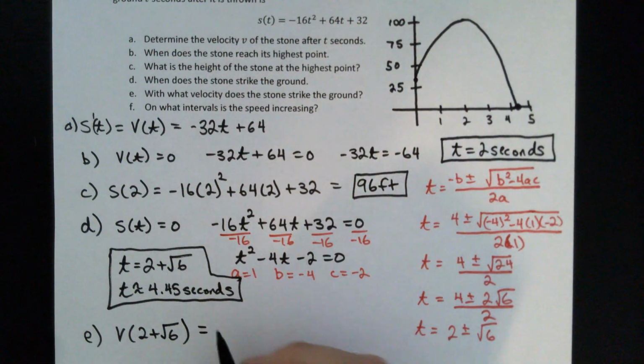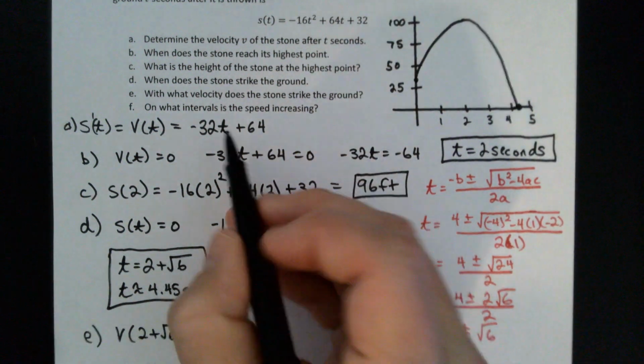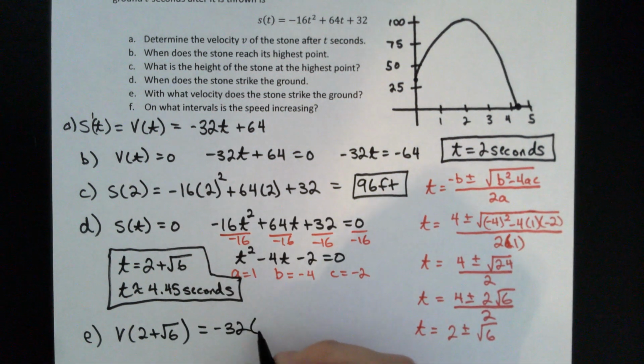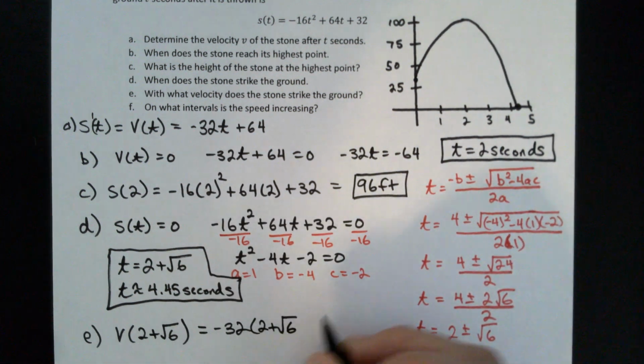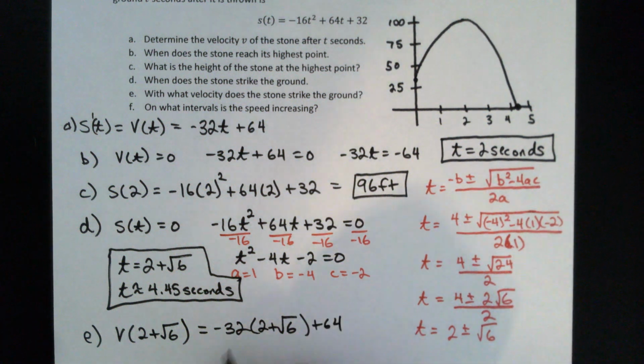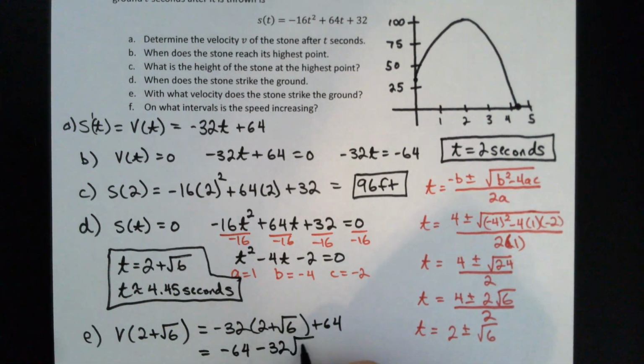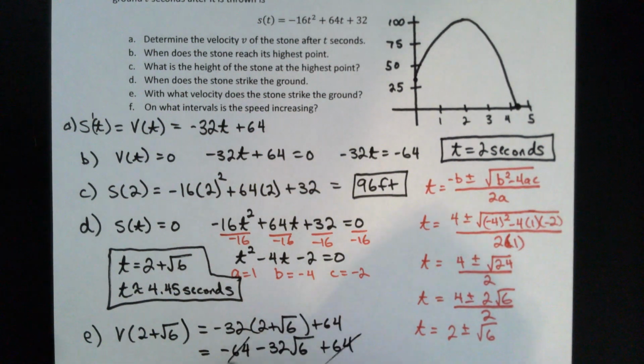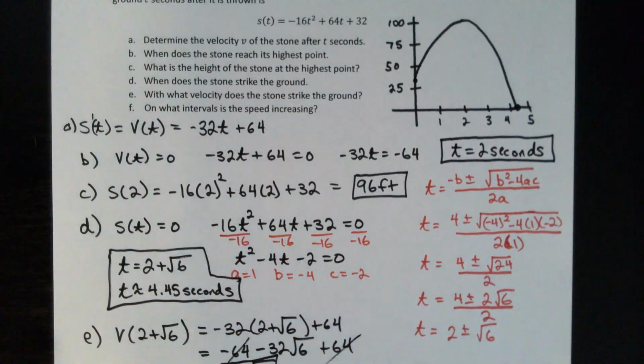Let's make sure that we get that answer. So negative 32 is the velocity function. I'm going to plug in 2 plus square root of 6. Okay, and then plus 64. Okay, so distribute that negative 32. So that's negative 64 for the first one, and then minus 32 square roots of 6, and then plus 64. So the 64s will cancel there, and we will get negative 32 square roots of 6 is my exact answer. And it's negative, which is good.